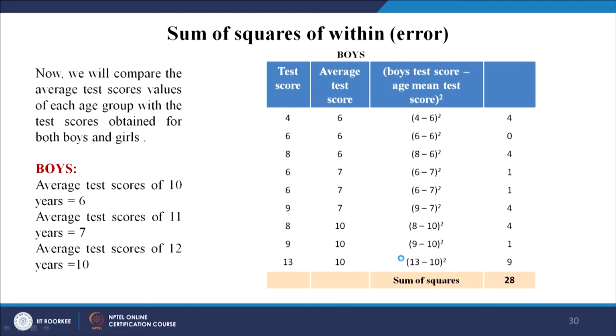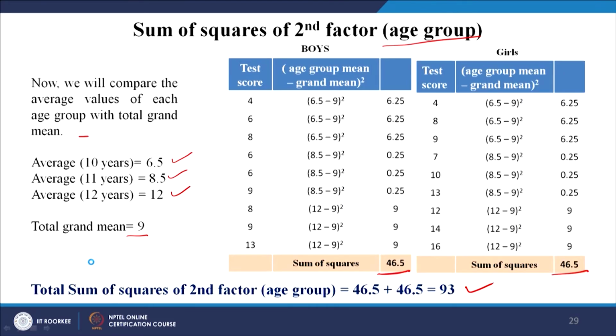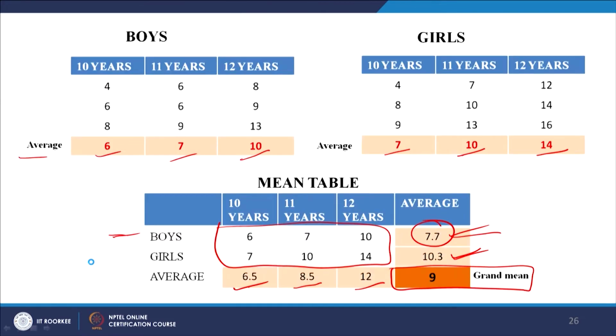Now, after this we will find the sum of squares within. Within means the error term, right. Now, we will compare the average test score of each age group with the test scores obtained for both boys and girls. So, the average test score of 10 years is 6, of 11 is 7, and of 12 is 10, right.